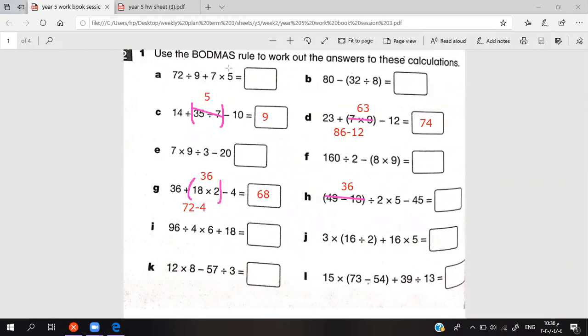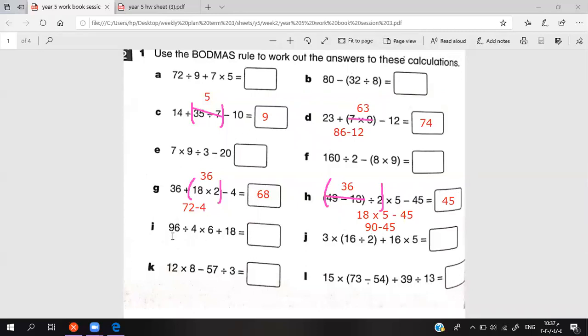Definitely the division comes first. 36 divided by 2 is gonna give me an 18. So the new question is 18 times 5 minus 45, because 36 divided by 2 is 18, and what's left is times 5 minus 45. 18 times 5 is a 90 minus 45. So my answer is gonna be a 45.